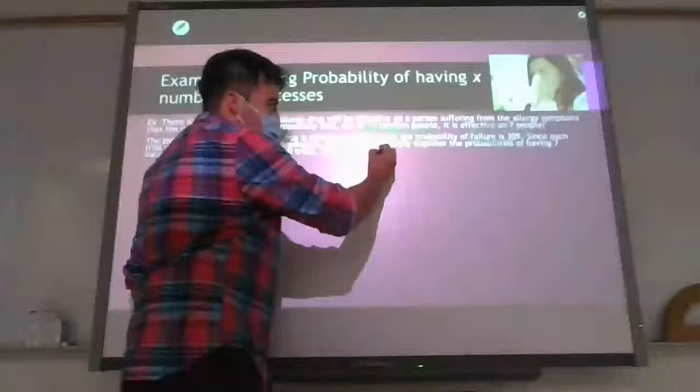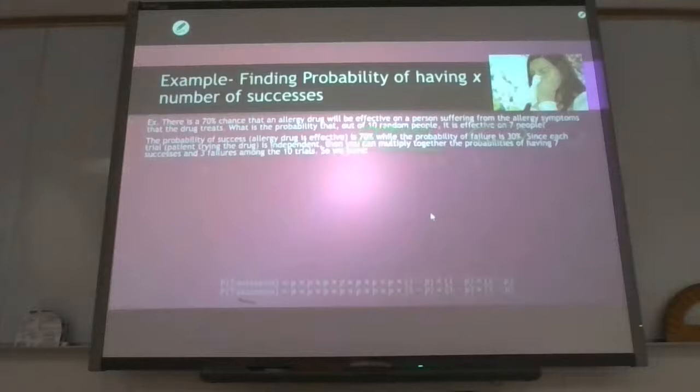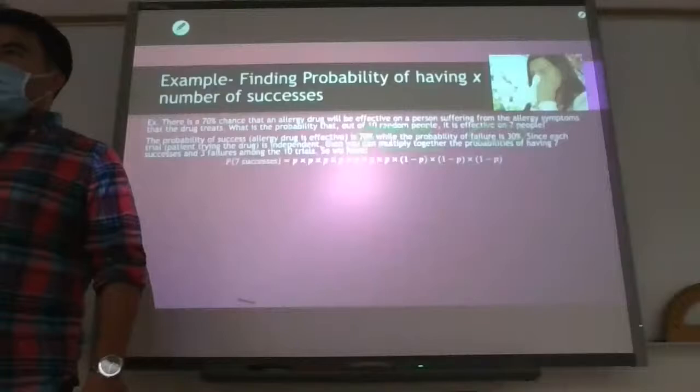Multiply together, right? All we're going to do is multiply them. And again, why do we do that? Because they're independent. If they were not independent, then that's a different story, right? We'd have to do the conditional probabilities.